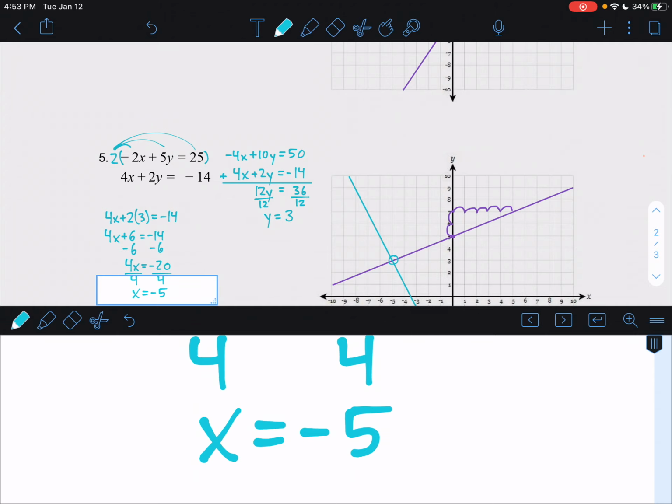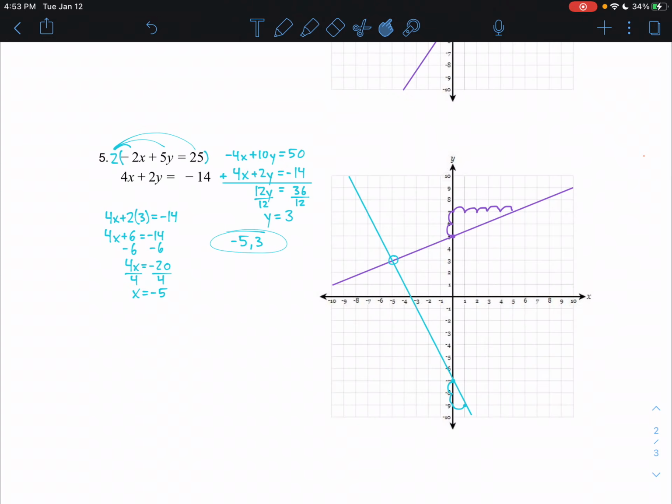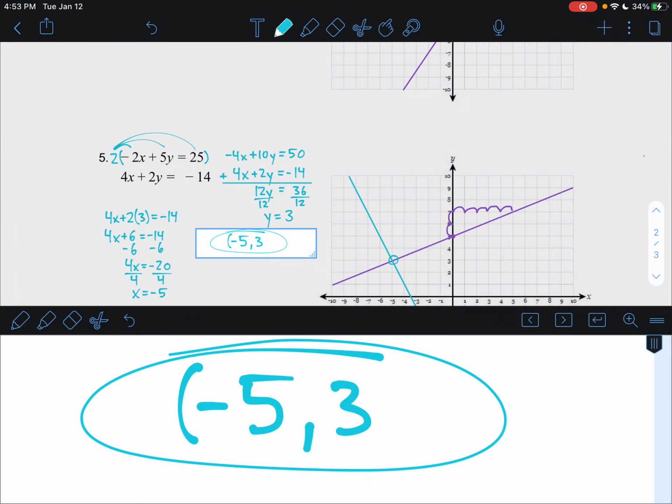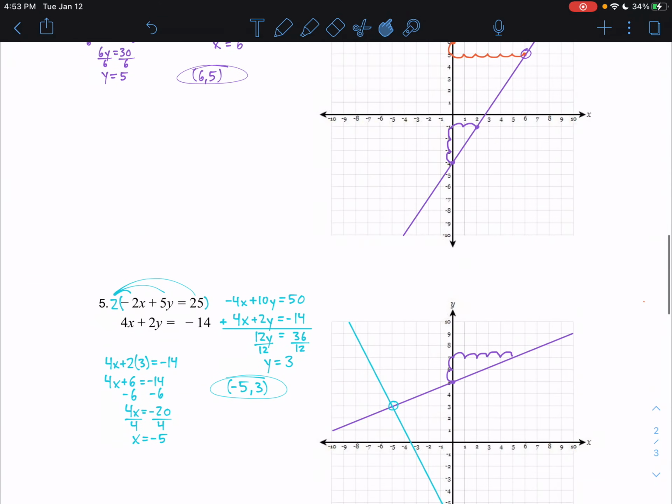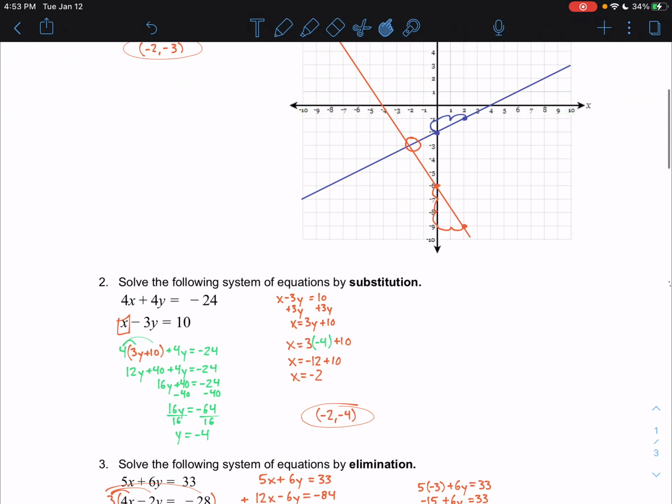So for the third time, I have x equals negative 5 and y equals 3. So that would be my solution, no matter which method I used. X equals negative 5, y equals 3. Oh, sorry, forgot to make that an ordered pair. But that would be the answer. So here are the answers to all 5 of these questions.